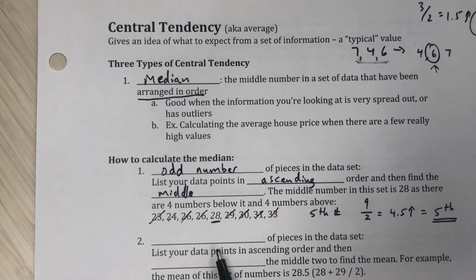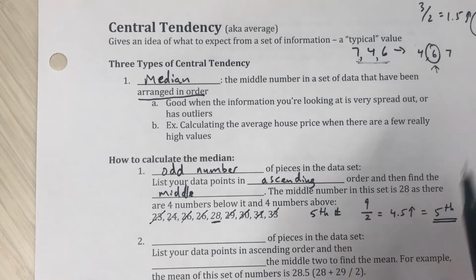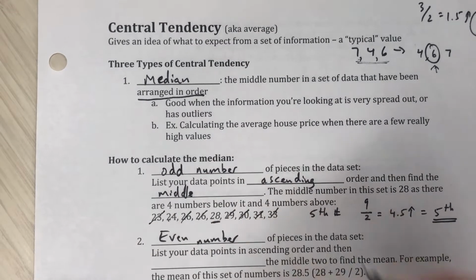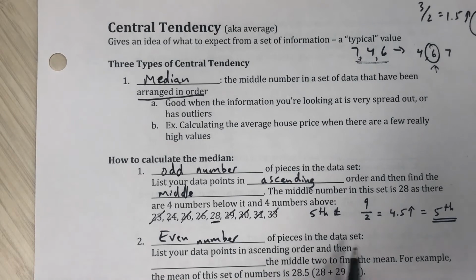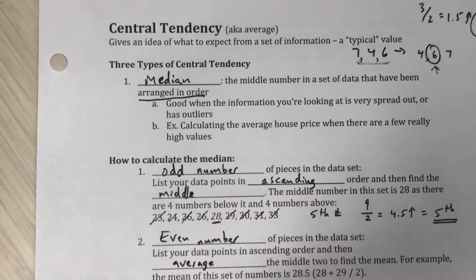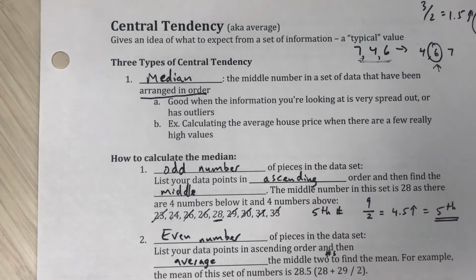The second way: not always will you have an odd set of data. What happens if you have an even set of data? Well, in that case, you're going to have an even number of pieces in the data set. You're going to list your data also still in ascending order, and then average the two middle numbers. Average the middle two numbers to find the mean.